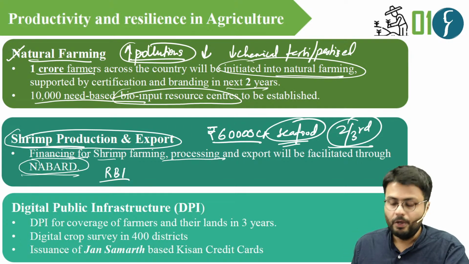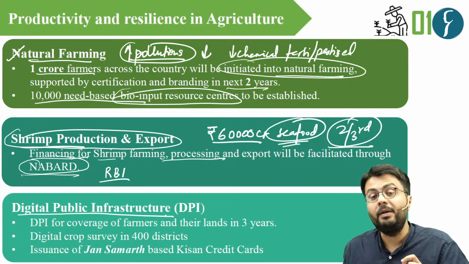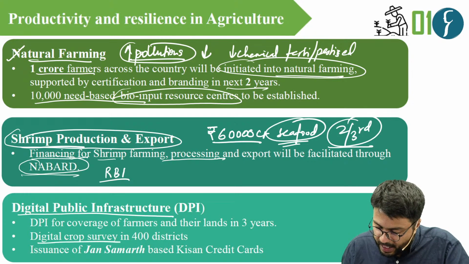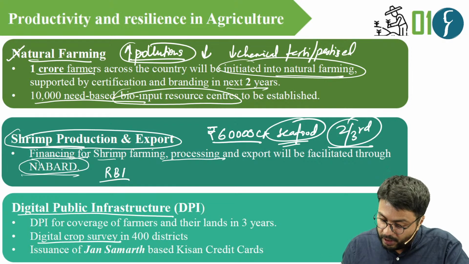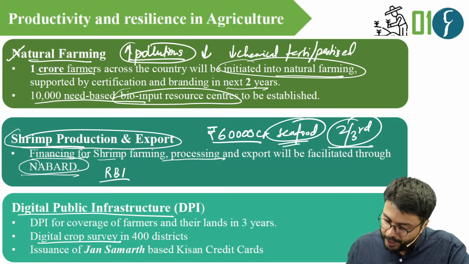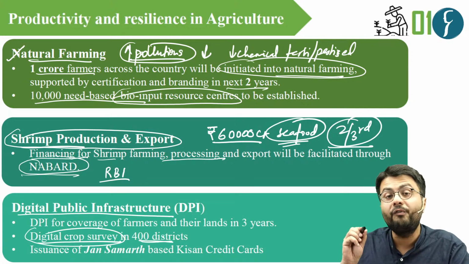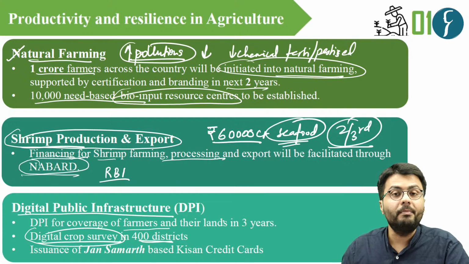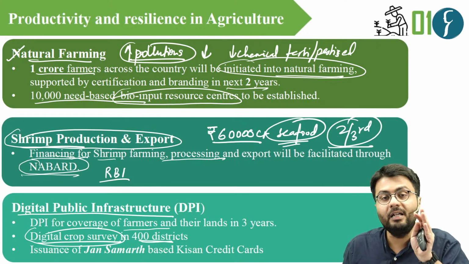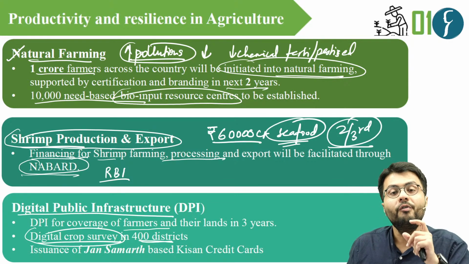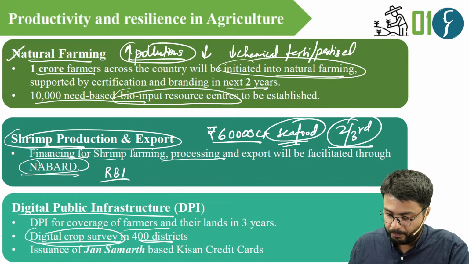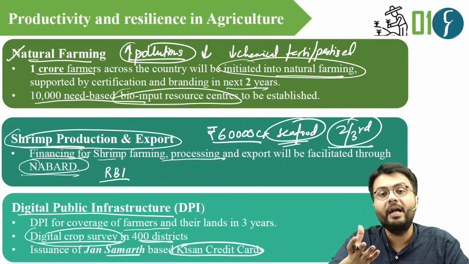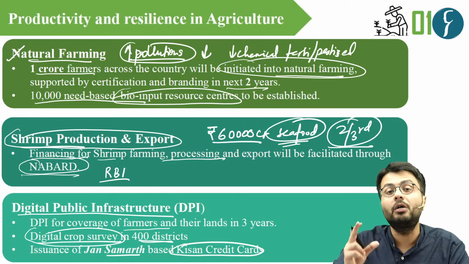Further, the digital public infrastructure has enabled the government to register lands, and also it has enabled the government to undertake digital crop surveys in various fields. So this development will be extended so as to enable the government to undertake digital crop surveys in as many as 400 districts. Also, this will be extended to farmers, which will enable them to first of all have a perfect land record, and it will also enable these farmers to secure financing from formal sources like banks and NBFCs. Also, the government will issue Jan Samarth based Kisan cards to the farmers, which will provide them with working capital from both short term and long term perspective.